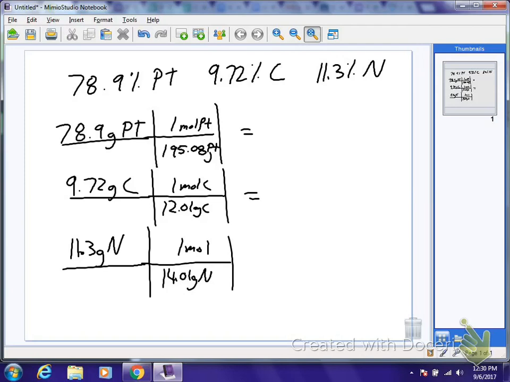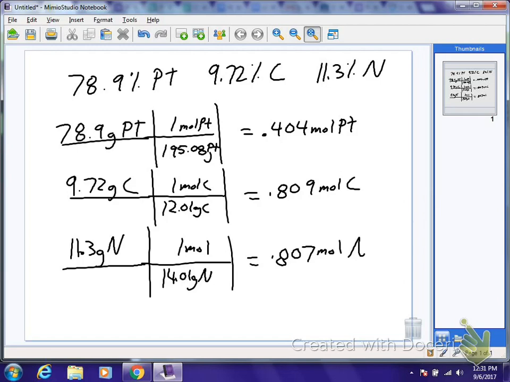So what you'll do is you'll get out some moles with decimals. I think this would be 0.404 moles of platinum. This would be 0.809 moles of carbon. And the last one would be 0.807 moles of nitrogen. So at that point, those are just ratios, and to get them to come out to be whole numbers, or try to get them to where you got relationships with whole numbers involved, you divide by the smallest.